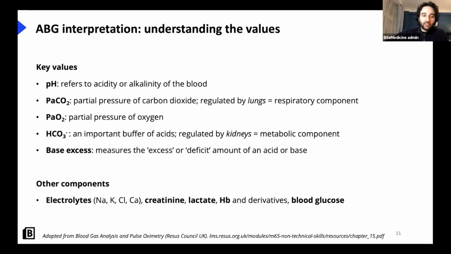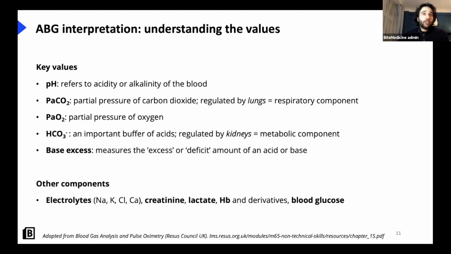Hopefully you're all following so far. We then have this concept of base excess. This is something which people tend to struggle to understand or not quite get their head around. Don't worry, I'll go into more detail about what base excess is, but essentially it's another surrogate marker that represents your metabolic component. So you want to look at your bicarbonate alongside your base excess.